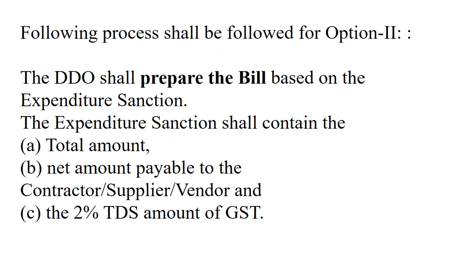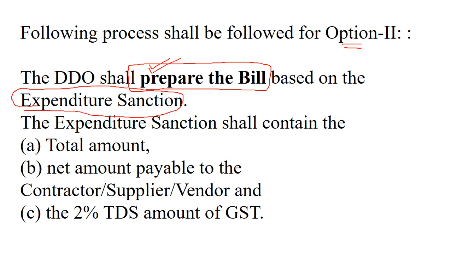So the process followed by the DDOs under option 2 is that the DDOs will first prepare the bill. You all know that bills are prepared on the basis of a sanction, which is known as the expenditure sanction. All the DDOs should get an expenditure sanction. And this sanction must include the total amount of the bill, it must include the net amount payable to the contractor or supplier or vendor, and it must include the amount of 2% TDS of GST. Say a bill for 100 rupees.